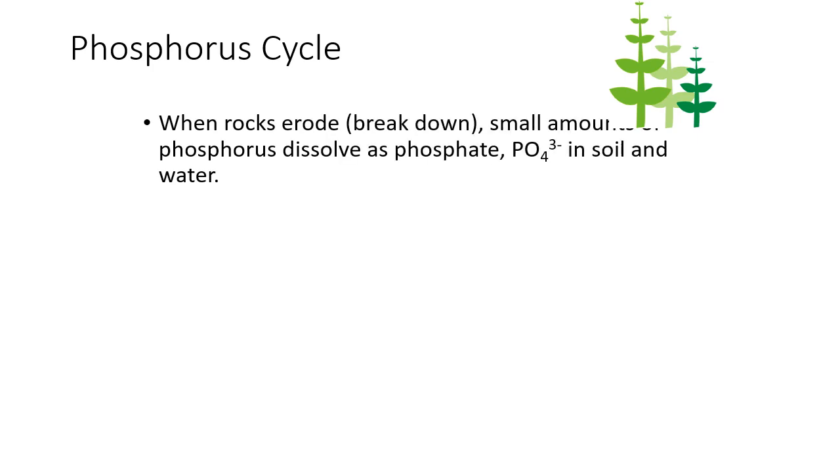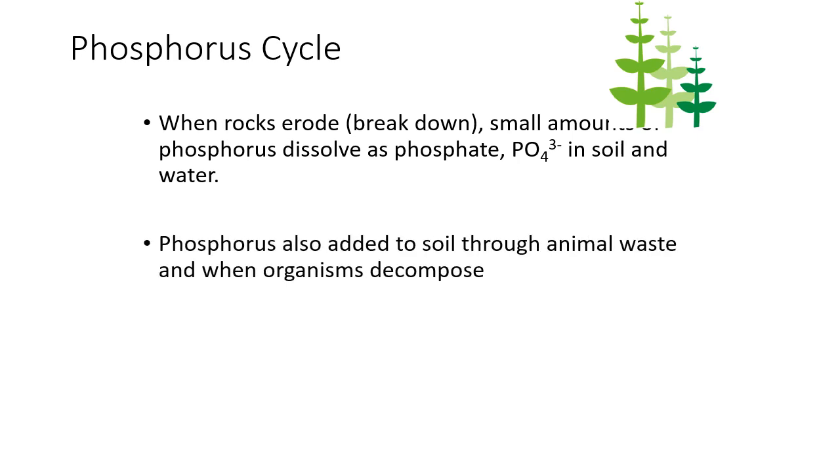So when rocks erode or break down, small amounts of phosphorus will dissolve as phosphate, or PO4, with a -3 charge. And this will be in the soil and water. It will also be added to the soil through animal waste and when organisms decompose.